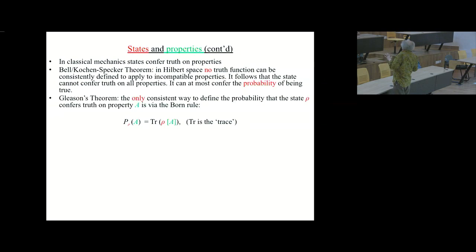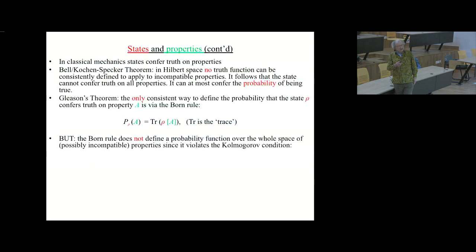I'm not going to go through it, it's pretty elementary. However, this defines the probability that A is true, but this is not a consistent probability function over all the properties in the Hilbert space. In particular, as I say, the Born rule doesn't define a probability function over the whole space of properties, since it violates this important condition of properties if two properties are incompatible.